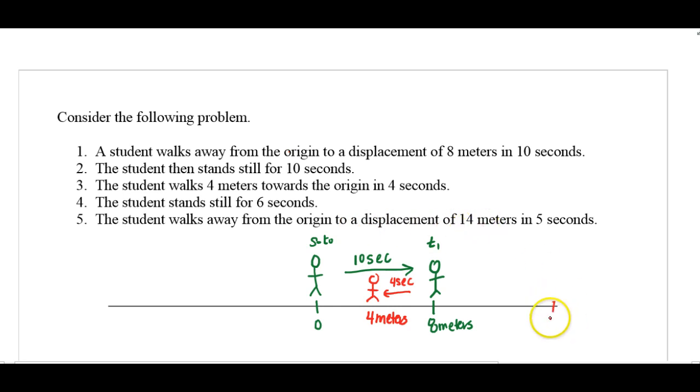So they're going to end up over here at 14 meters in 5 seconds. So that means they're going to turn around and go back all the way over here to 14 meters in a total of 5 seconds is what it will have taken to get over here to 14 meters. So that's what's happening along the straight line. So now let's think about that in terms of a graph.